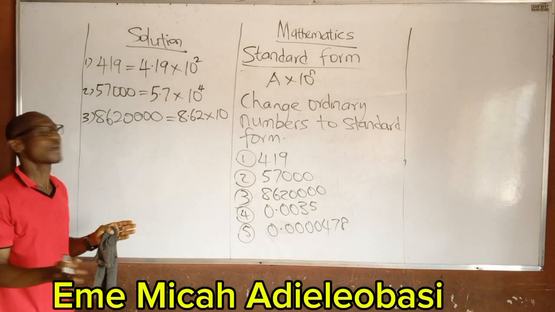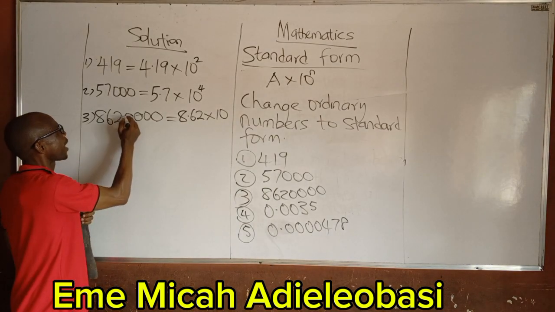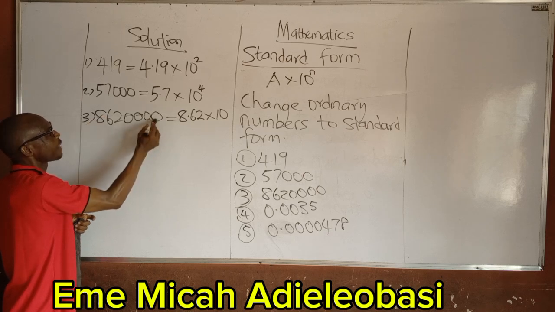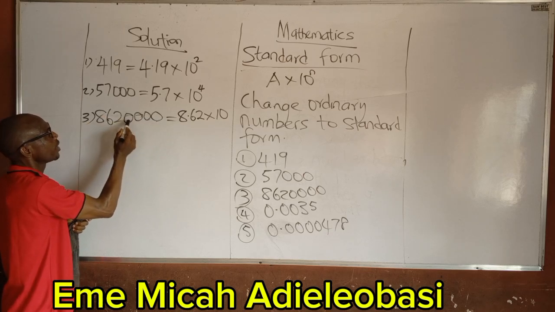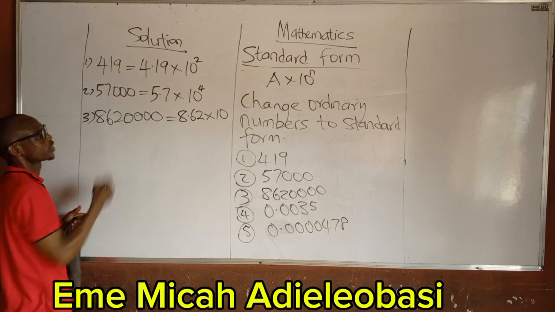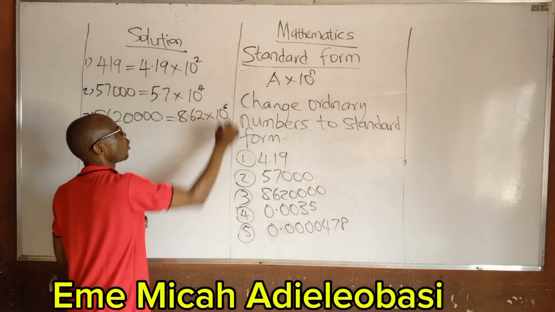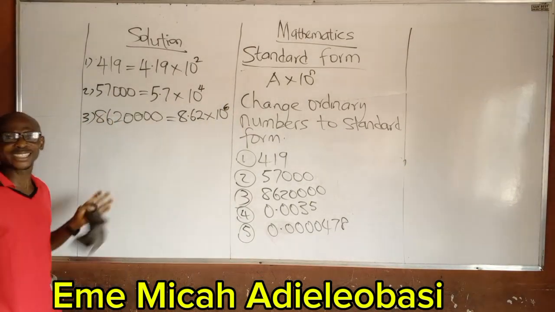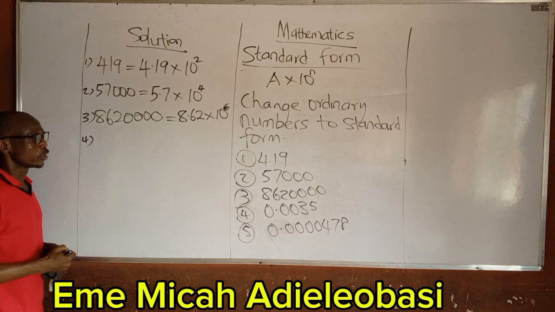What will now be the power? We are going to count how many places we have to move our decimal to this point. We have 1, 2, 3, 4, 5, and 6. So it becomes raised to the power of what? 6. Raised to the power of 6. Now let's look at number 4.